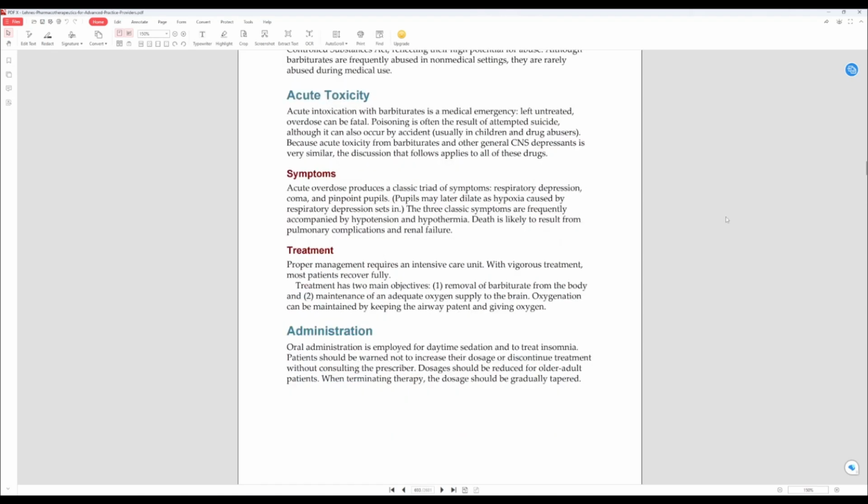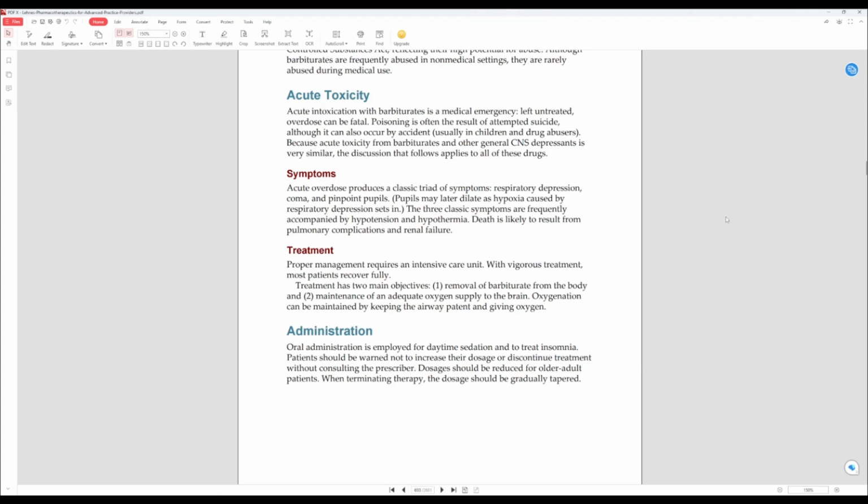There is a chance for acute toxicity. Acute intoxication with a barbiturate is considered a medical emergency. If left untreated, overdose may be fatal. Poisoning is often the result of an attempted suicide, although it can occur by accident, especially in children and drug abusers. Because acute toxicity from barbiturates and other CNS depressants is very similar, the discussion that follows applies to all the drugs.